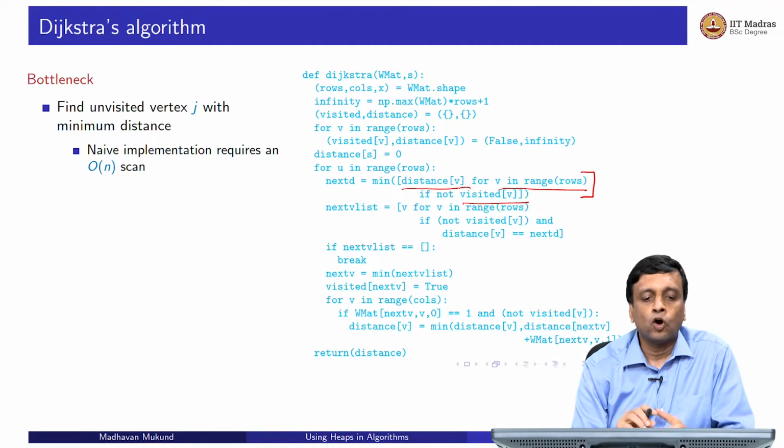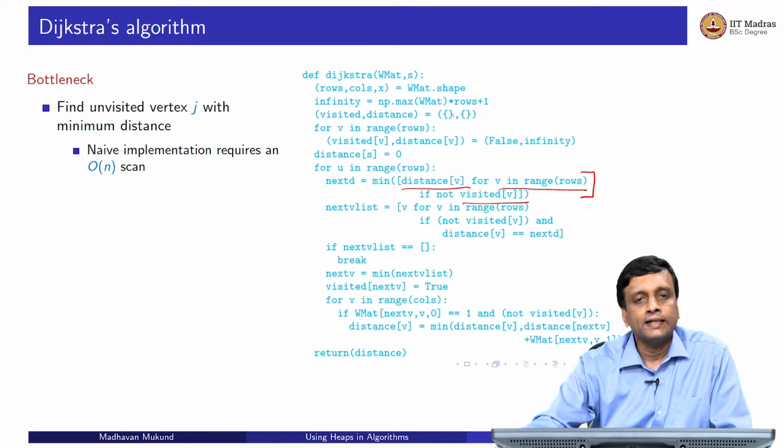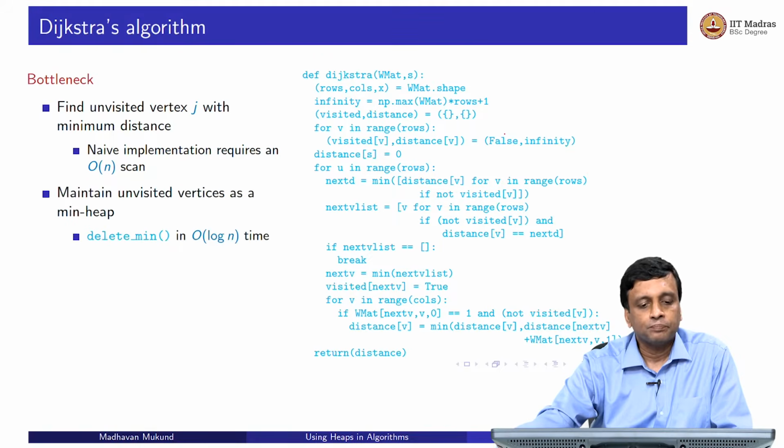So we really have to do an order n scan in order to find the next vertex at every iteration, and there are n iterations because we are finding the distance to n vertices. So that's what we got for our n squared worst case complexity for Dijkstra.